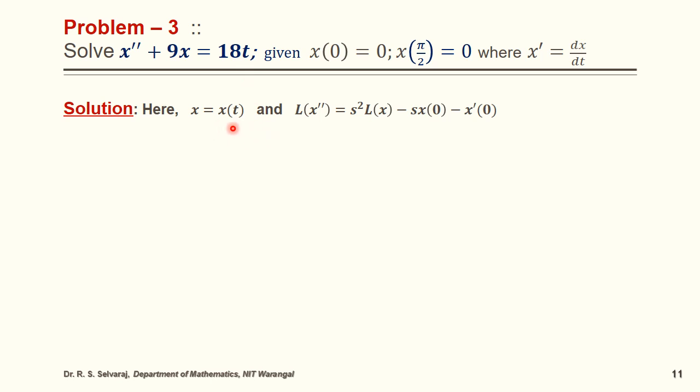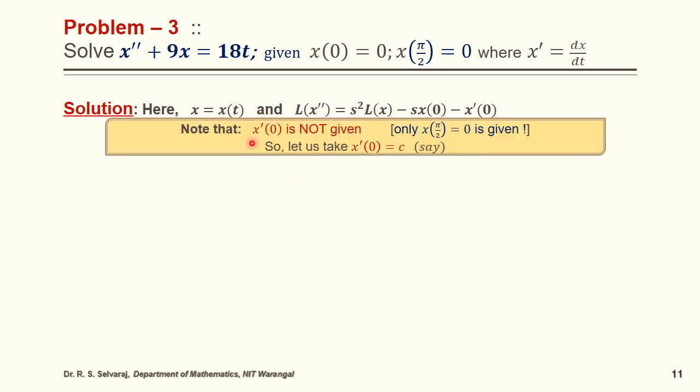X is a function of t, and L of x double dash is s square L of x minus s times x of 0 minus x dash of 0. And I want you to note one important thing. See, x dash of 0 is not given. Only x of pi by 2 is equal to 0 is given. In fact, x of 0 is equal to 0 is an initial condition, but x of pi by 2 is equal to 0 is not an initial condition. So one of the initial conditions, x dash of 0, is not given. So let's take x dash of 0 is equal to c.